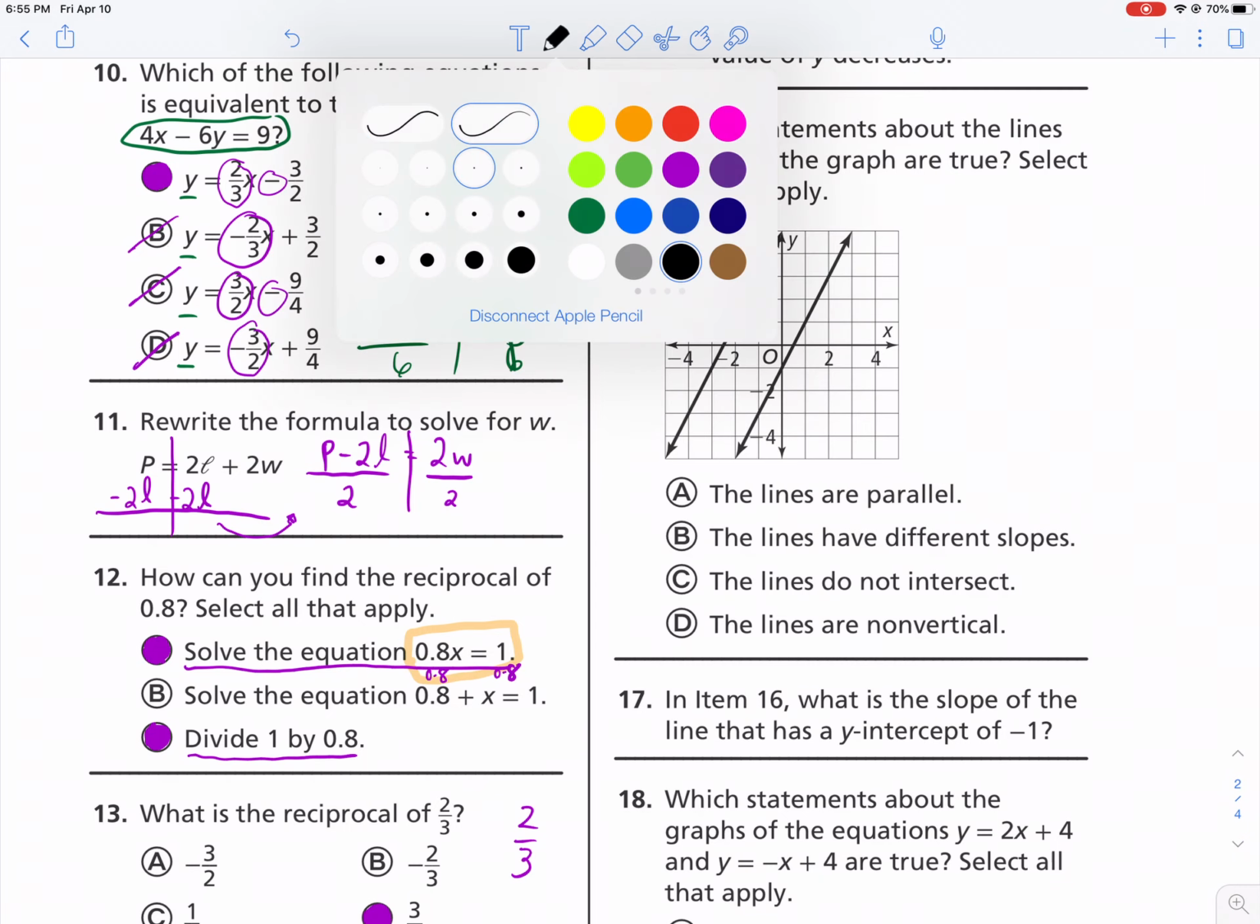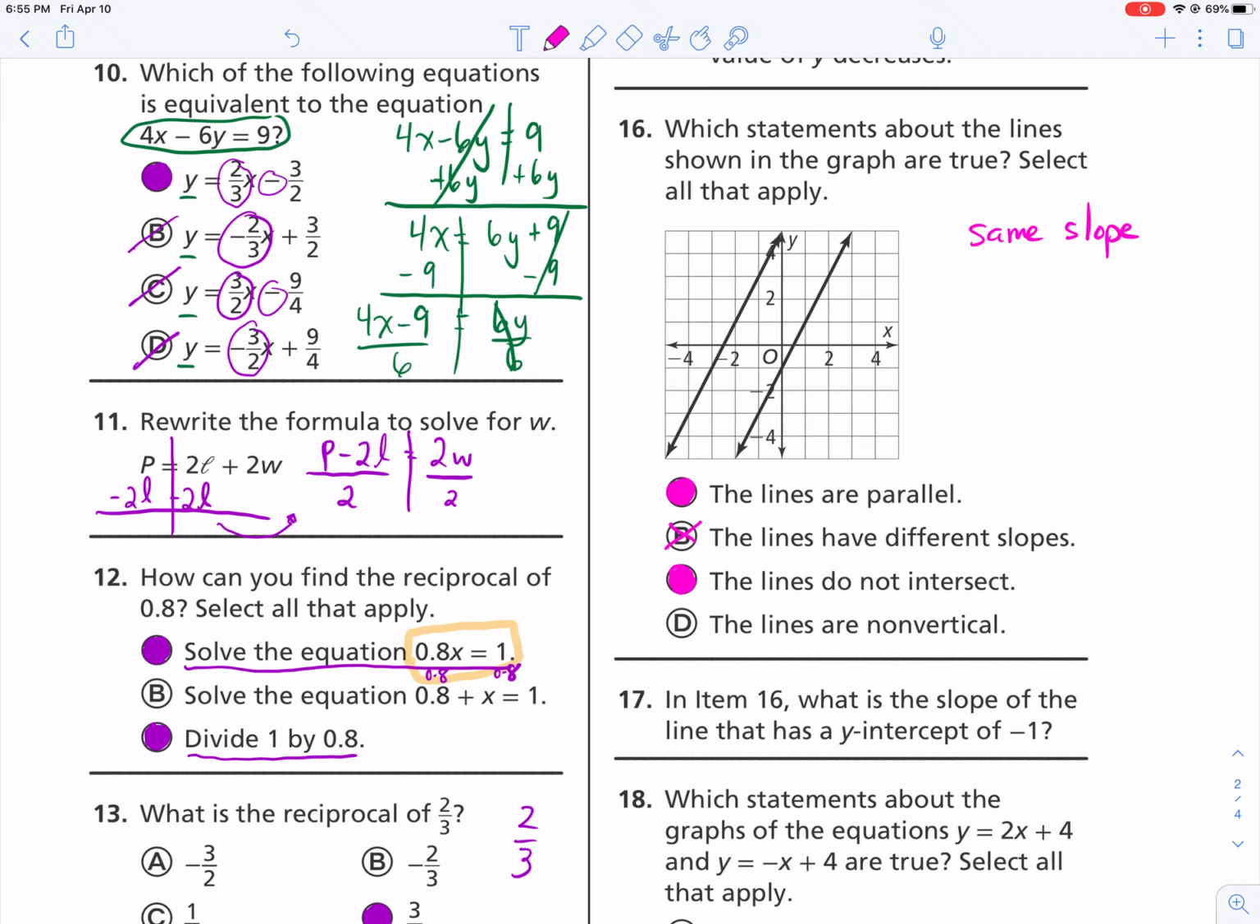And how do we tell that they're parallel? Because they have the same slope. Okay, so in this case, we would cross off B because they don't have different slopes. If they're parallel, they better have the same slope. And parallel lines, we also know, do not intersect.